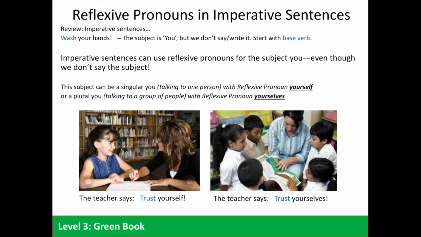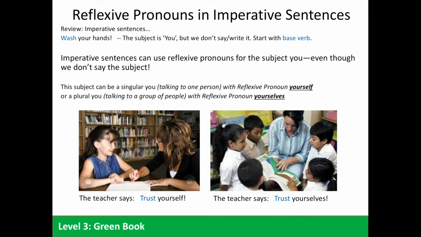You'll have to remember what an imperative sentence is. An imperative sentence is a command or an order. We start with the base verb, and the subject is always you. In imperative sentences, we can use reflexive pronouns for the subject you, even though we don't say the subject. So the subject can be singular, like you're talking to one person, with the reflexive pronoun yourself. Or it can be plural, like you're talking to a group of people, with the reflexive pronoun yourselves.